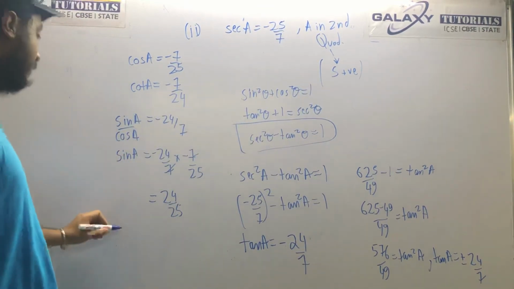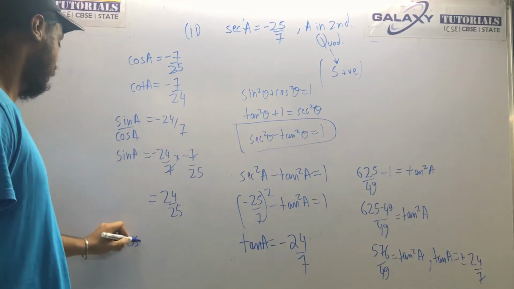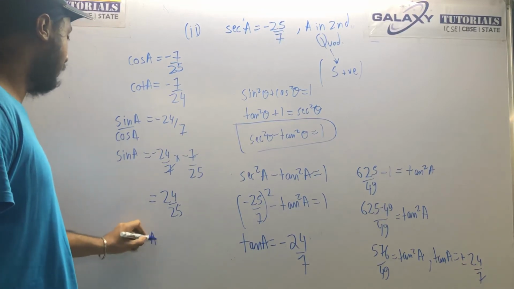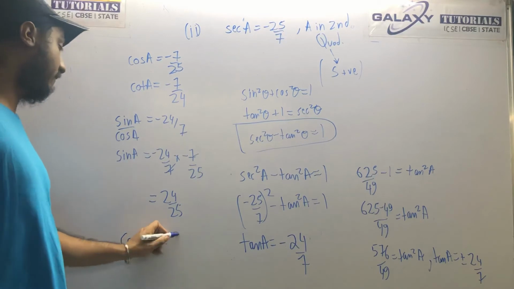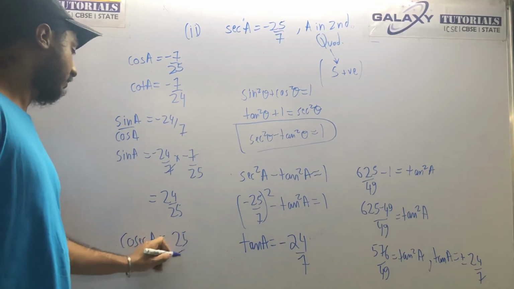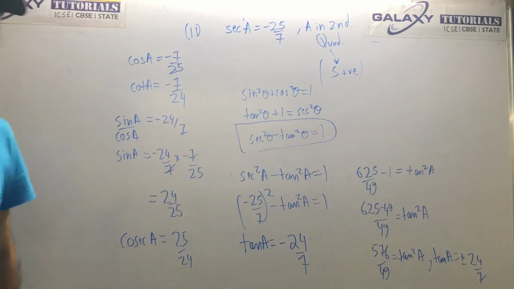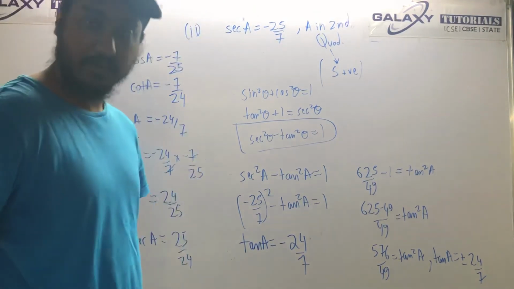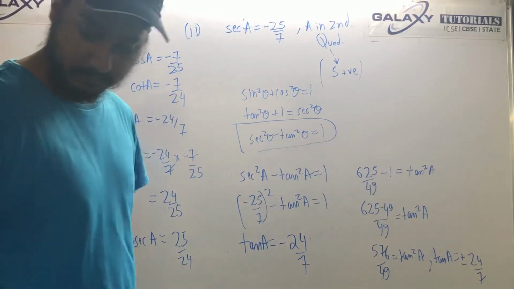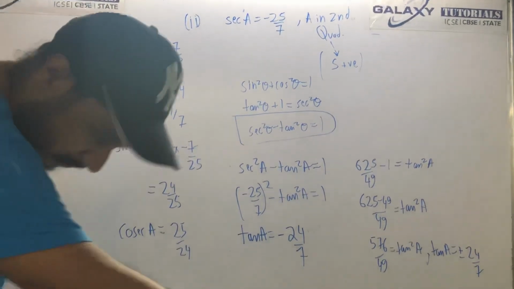Last function remaining is cosecant. Cosecant A will be how much? Inverse of sin A. Inverse of sin A is 25 by 24. So these are all your answers of the second part. Now we have the next question.